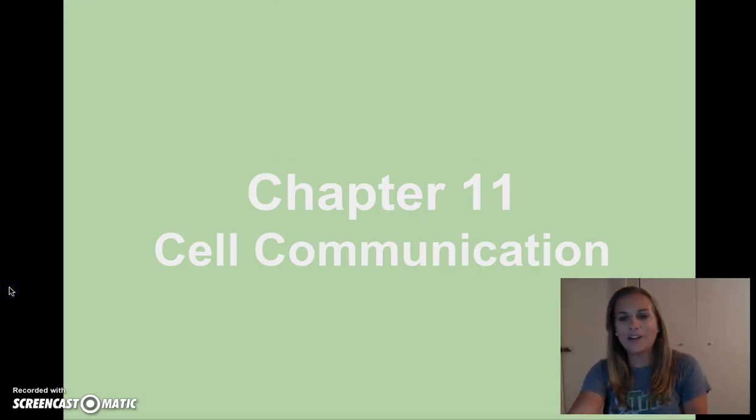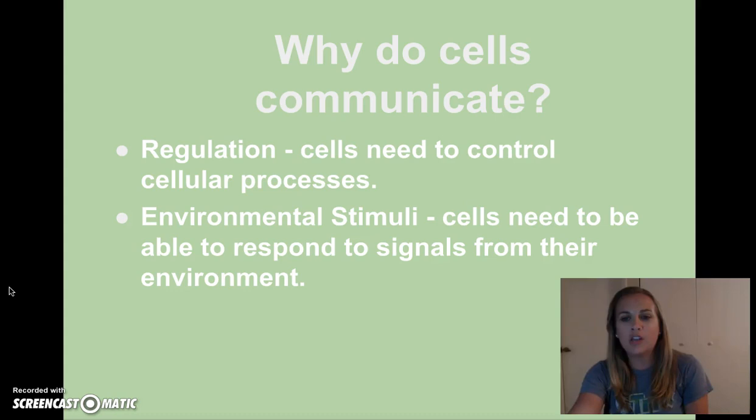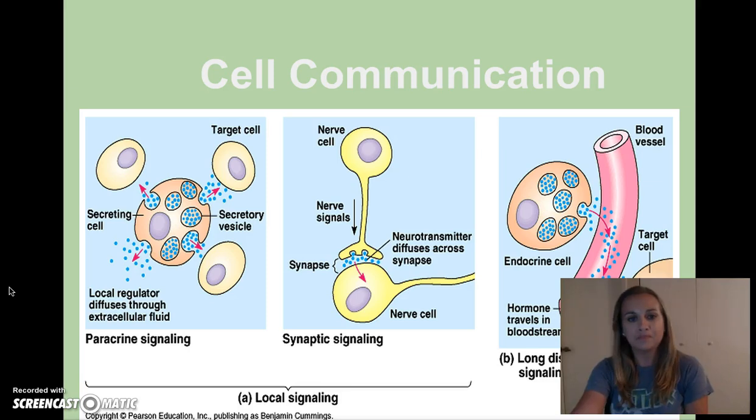Hi everybody, we are going to move on now and we're going to start to talk about cell communication. So, how do cells communicate? With cellular phones. Seriously though, cells actually do need to be able to communicate with each other for several different reasons. One is regulation. Cells need to be able to regulate or control what's happening within their boundaries, but they also need to be able to respond to things that are happening outside of their boundaries. So they need to be able to react to their environment.